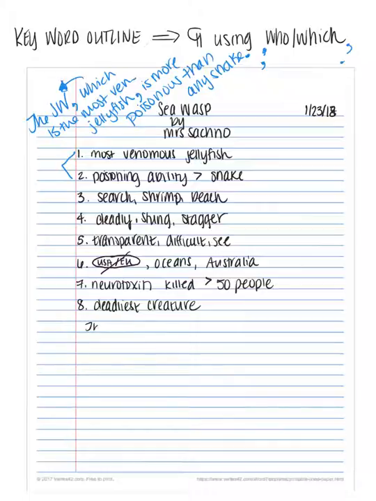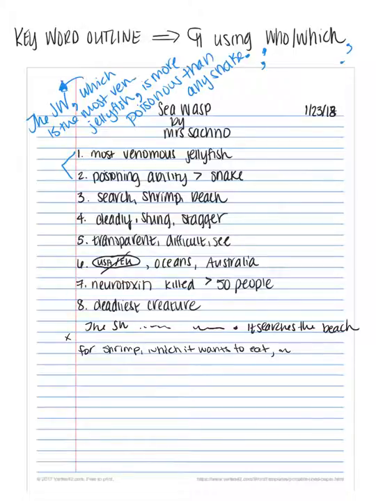So maybe I have the period. I'm not going to skip down. I'm going to keep going. I'm going to start with a capital letter. It searches the beach. Skip this line for shrimp, which it wants to eat. Comma, period. Skip a line. Next sentence. Okay, so you got the general idea.